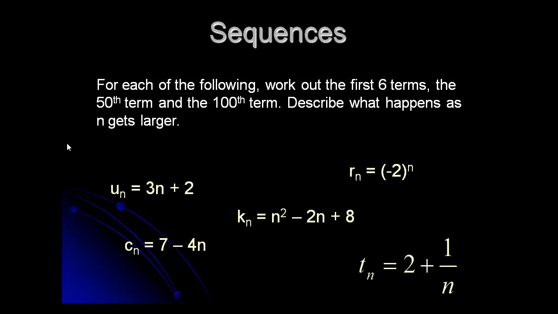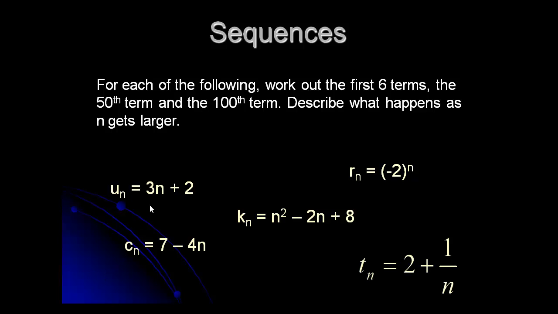Okay, have a go at these. Work out the first 6 terms, the 50th term and the 100th term, and have a little think about what's going on. Think what happens if the value of n gets bigger and bigger. Pause the presentation, have a go and have a think about it.